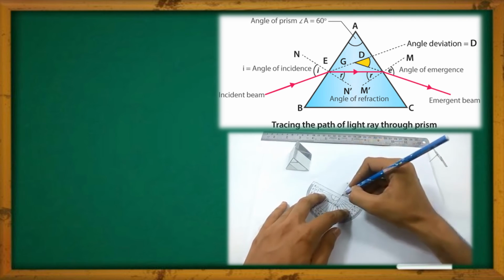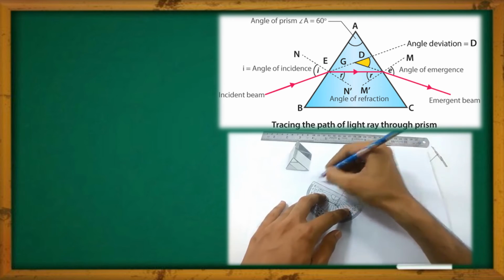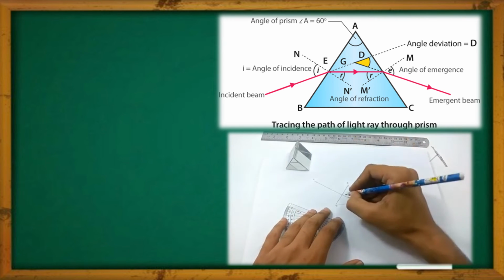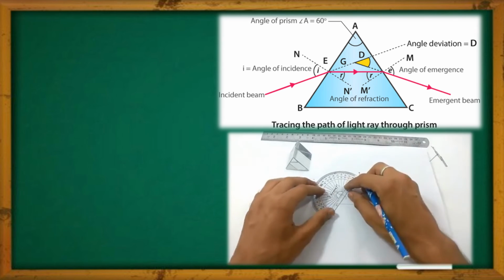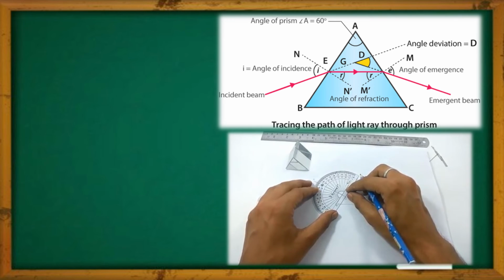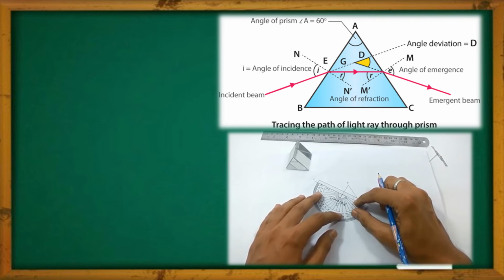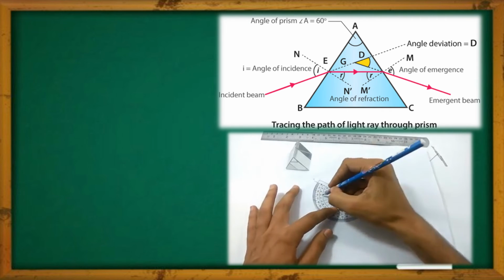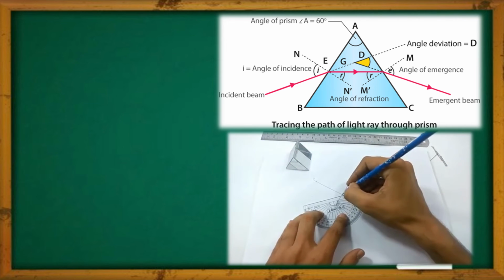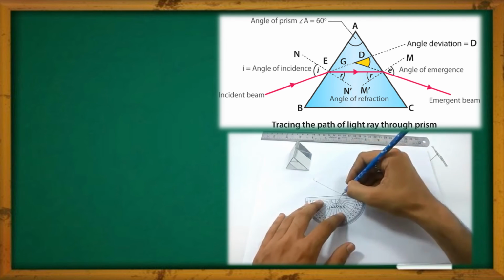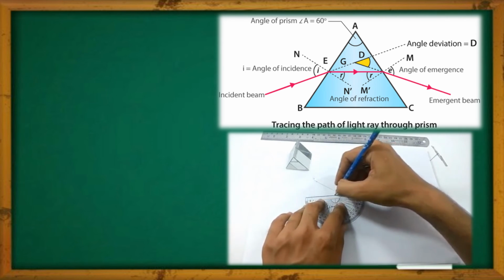Now join the 2 points with the help of a scale or maybe the protractor. Now drop a perpendicular that you can name N dash or any other name. At that point again put your protractor and see it is the perfect 90°, and then measure an arbitrary angle which is less than 90°. Maybe you can choose 60, 45, whatever is up to your choice.